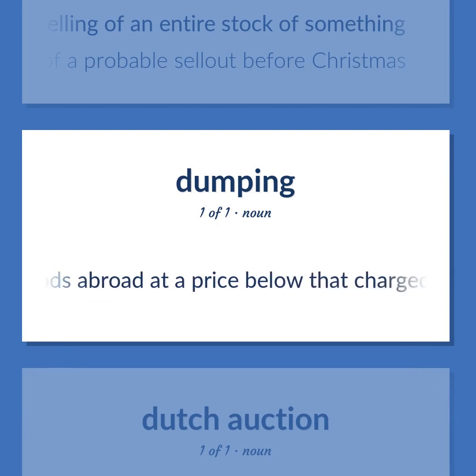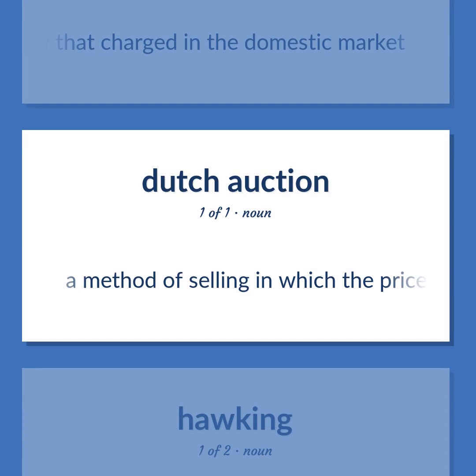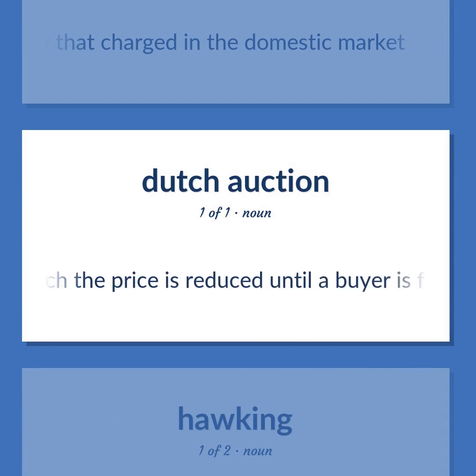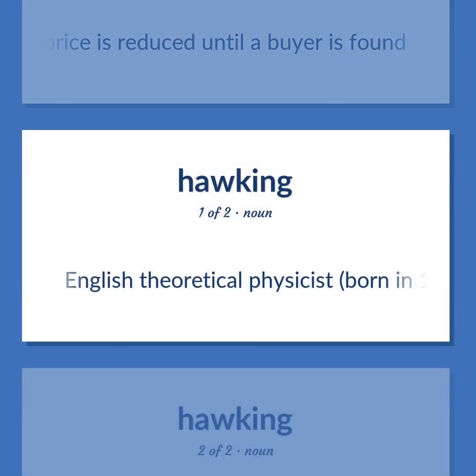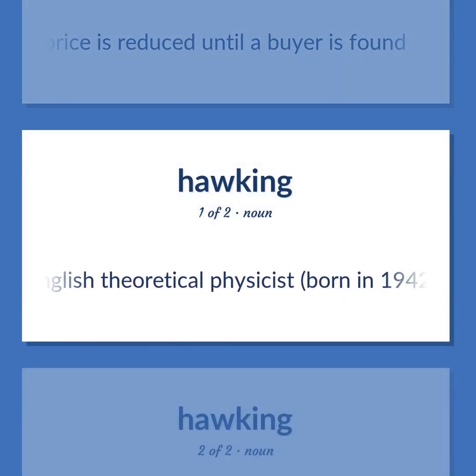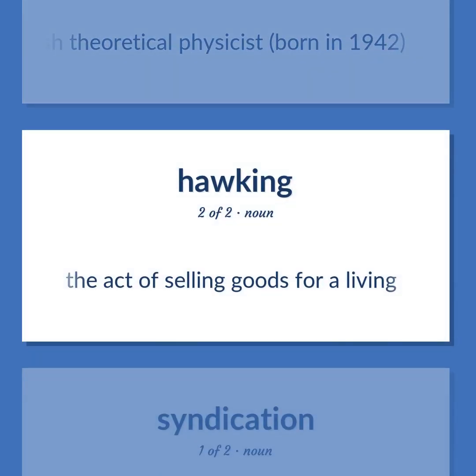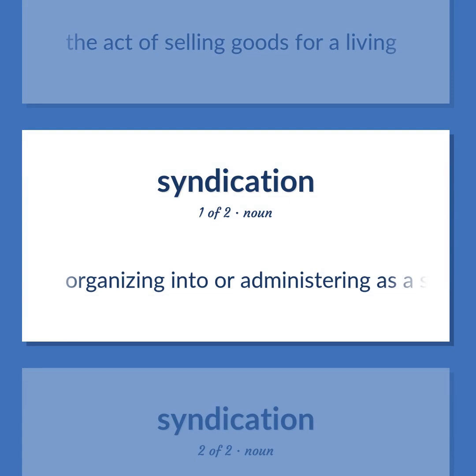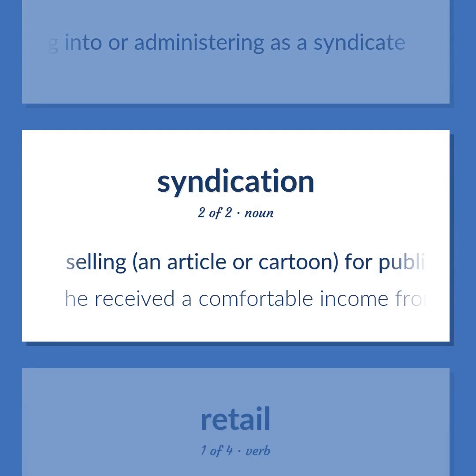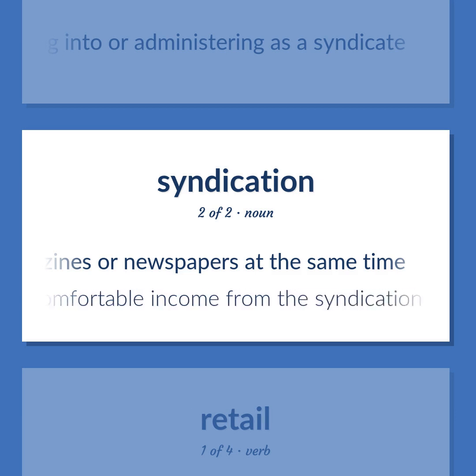Selling goods abroad at a price below that charged in the domestic market. A method of selling in which the price is reduced until a buyer is found. English theoretical physicist, born in 1942. The act of selling goods for a living. Organizing into or administering as a syndicate. Selling an article or cartoon for publication in many magazines or newspapers at the same time. He received a comfortable income from the syndication of his work.